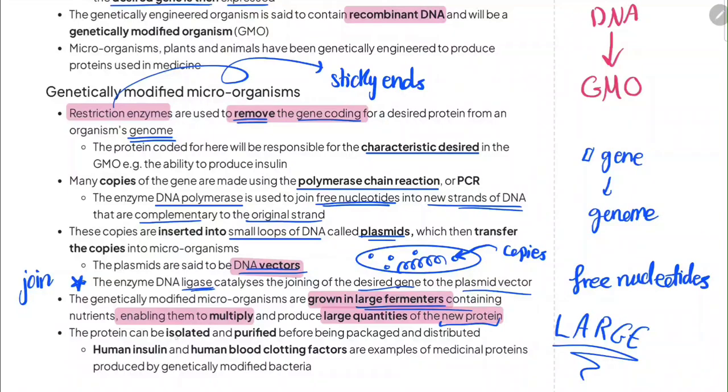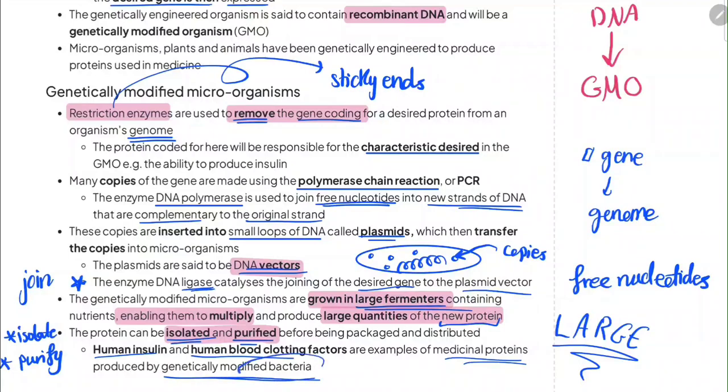The protein can then be isolated and purified before being packaged and distributed. I'm going to isolate it and purify it. Okay, these are two points: isolate and purify. Human insulin and human blood clotting factors are examples of medicinal proteins produced by genetically modified bacteria.